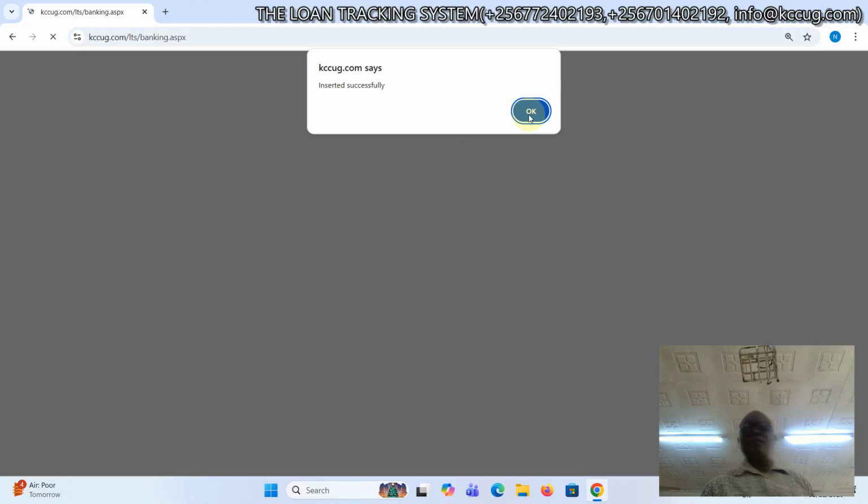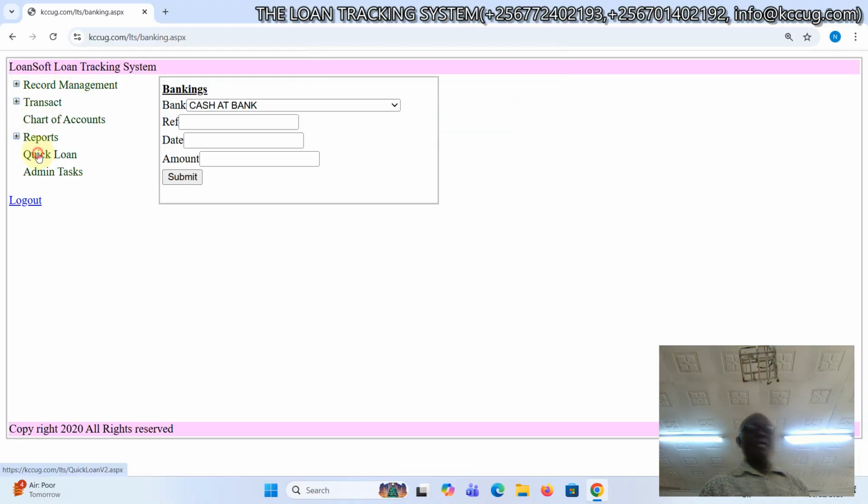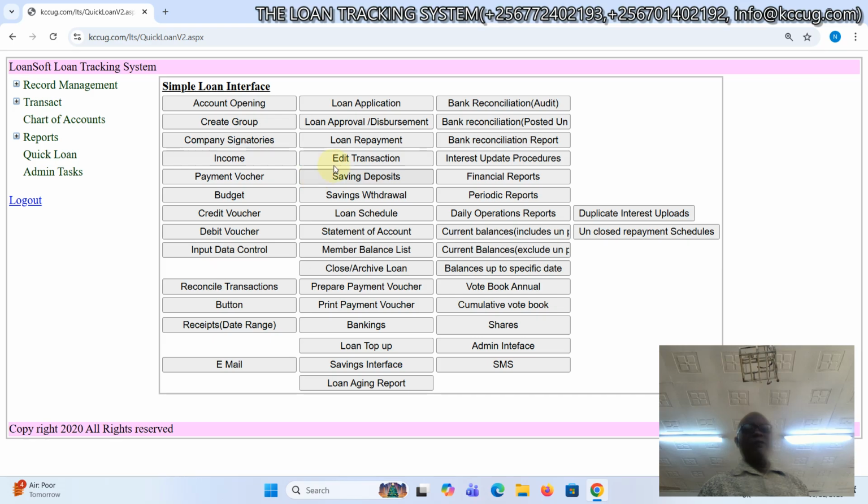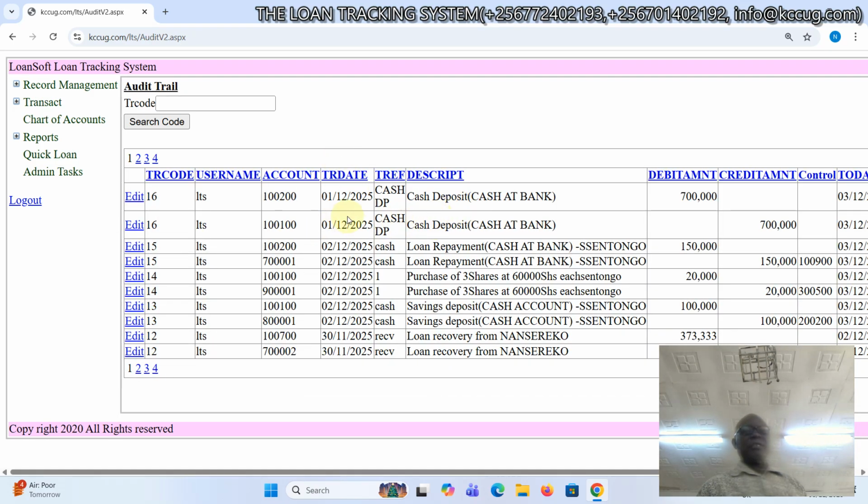Once that is done, then you will be having this transaction here. Okay, cash deposit. It is depositing our cash at bank by 700,000 shillings, and this money is coming from the cash account. So we shall not be using the other one. Instead, when we are posting our schedule, we shall post it directly to the cash account.